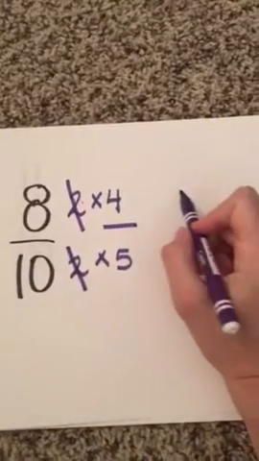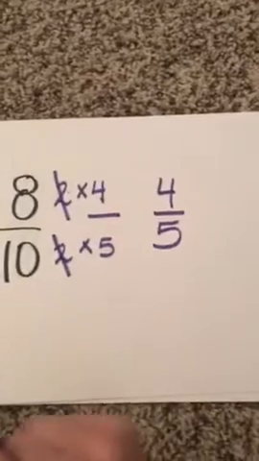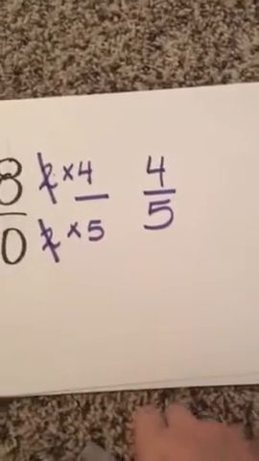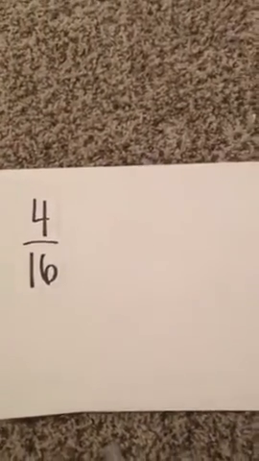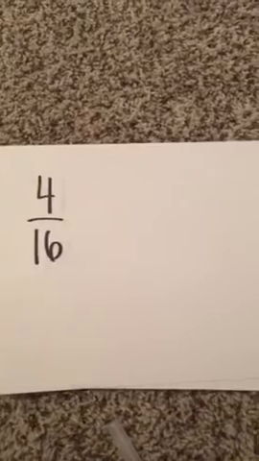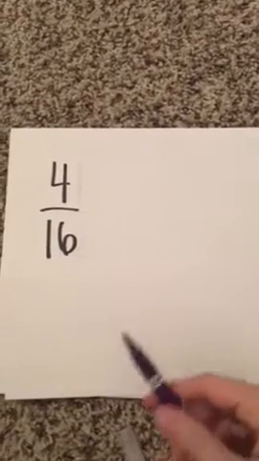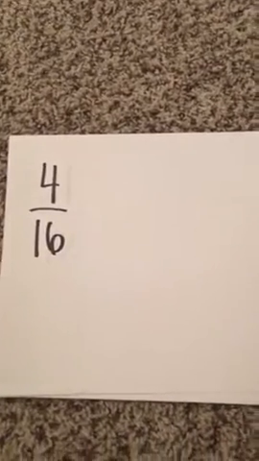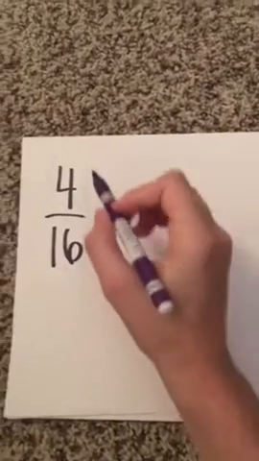8/10 in simplest form would be 4/5. It is the least few equal parts of a whole. Let's look at 4/16. 4 and 16 are both even numbers, so I automatically know that 2 is going to be a common factor they have in common.